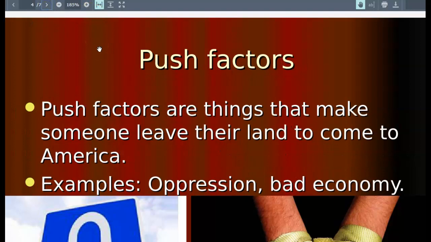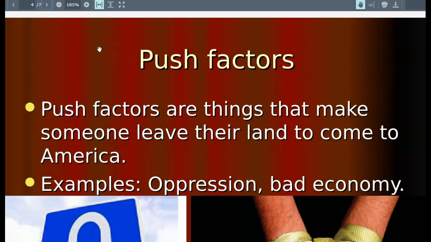So there are two terms that refer to immigration. This can be immigration way back then. This can be immigration now. This can even be going from one state to another state, and it can even be going from one town to another town. But mainly, during our discussion about immigration, this is going to be going from one country to another country.